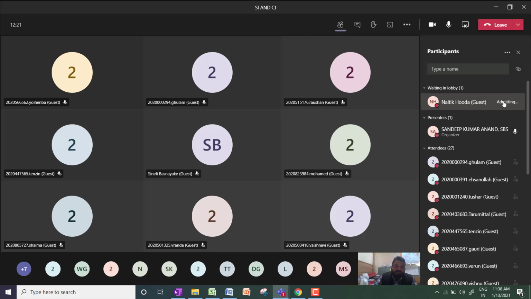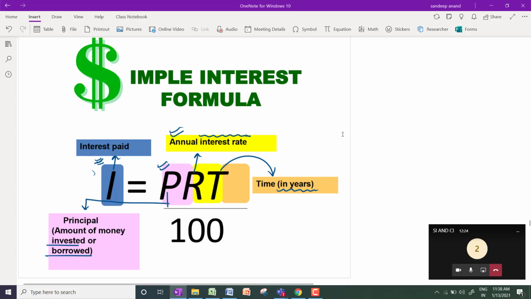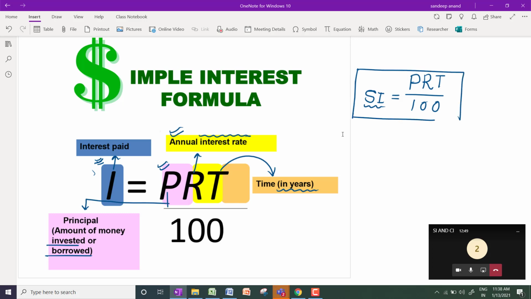The important thing is, what is my simple interest formula? This is the interest paid after a year. P is the principal money that you invested or borrowed, R is the interest rate annually, and T is time in years, divided by 100. So this is the formula of simple interest.